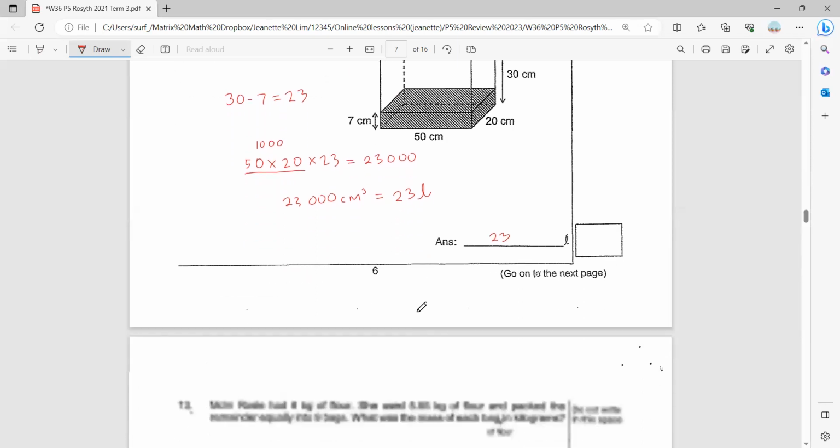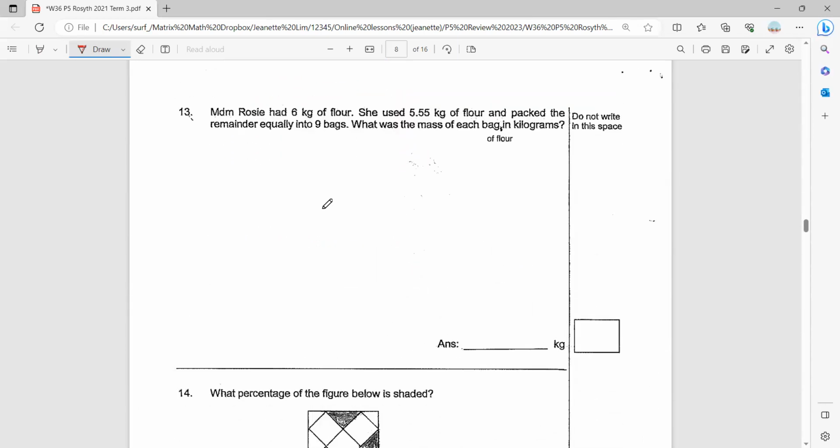Okay, question 13. Madam Rosie had 6 kg of flour. She used 5.55 kg of flour and packed the remainder equally into 9 bags. What is the mass of each bag of flour in kilograms? Okay, so let's take away what she used first. So 6 minus 5.55.